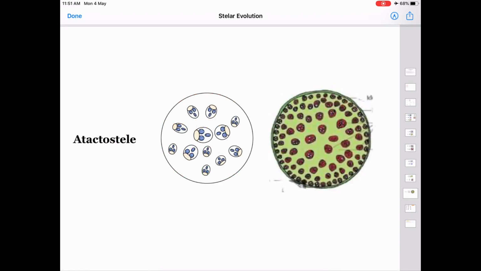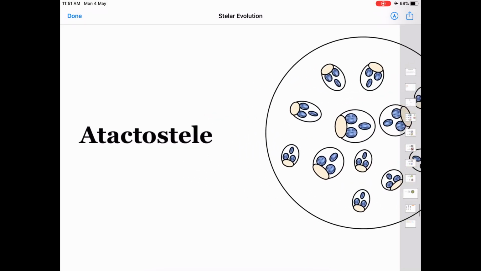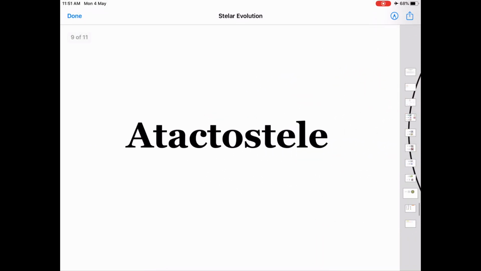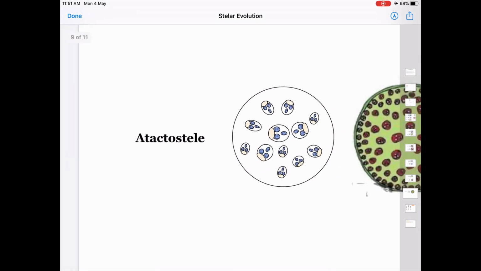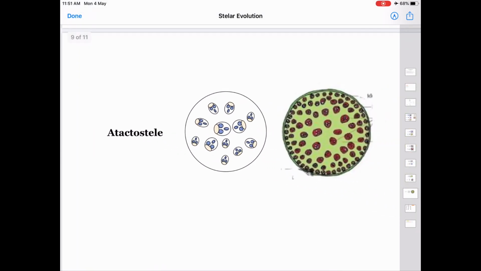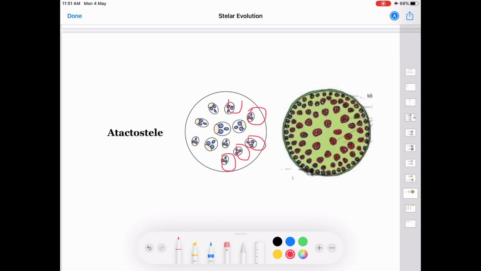Here, I will explain one more type of stele, Atactostele. This type of stele is seen in monocotyledons. Here, numerous conjoined collateral vascular bundles are seen scattered like this. Numerous conjoined collateral vascular bundles. This is seen in monocotyledons.